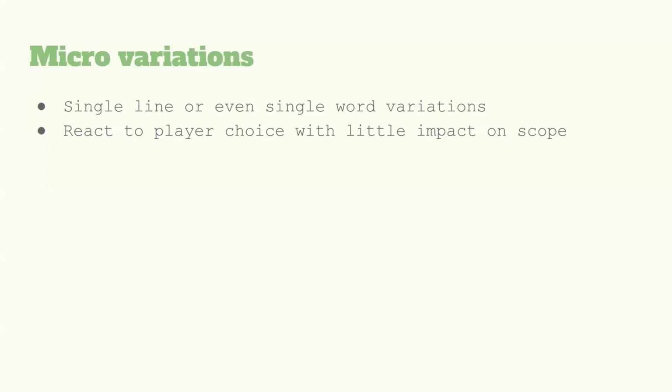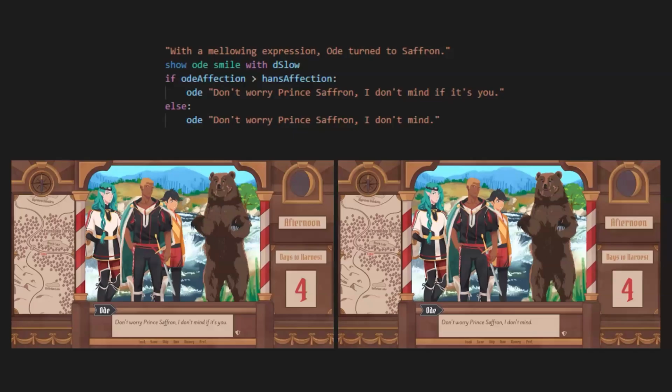If you reduce it even further, you have micro variations. These only really change a single line or even a single word. The purpose is to react to player choice with as little impact on scope as possible. So in this example, Prince Oat's line differs slightly depending on his affection stat. This has no great effect other than adding romantic undertones in case the player is currently on their way to his route, which is both for flavor and a subtle feedback to his currently having more affection points. And yeah, it's really just a very simple conditional statement that checks the two affection stats of the two characters you can romance in this game.